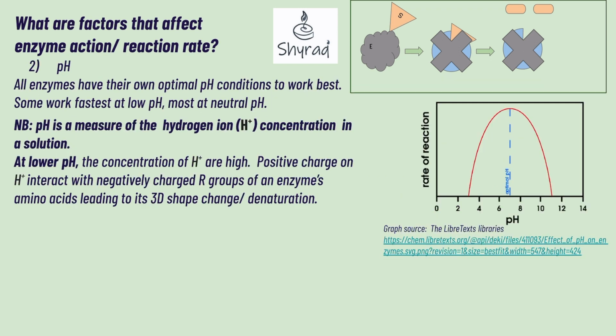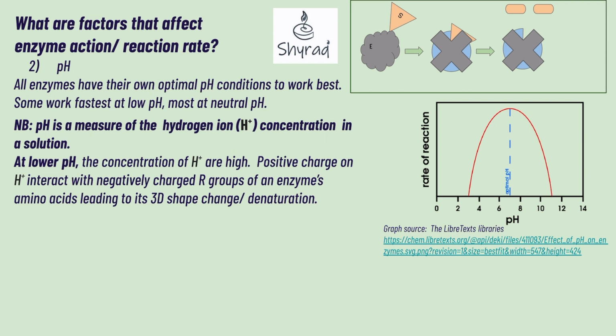The second factor that affects enzyme action is pH. All enzymes have their own optimal pH conditions to work best. Some work fastest at low pH, most, however, at neutral pH. Nota bene, pH is a measure of the hydrogen ion concentration in a solution. So at low pH, the concentration of hydrogen ions is high.